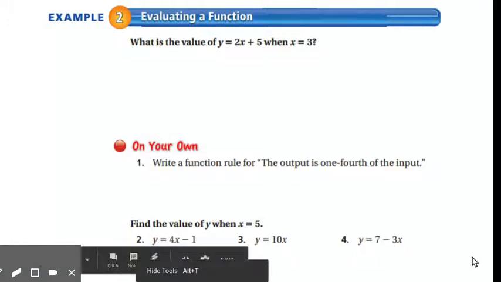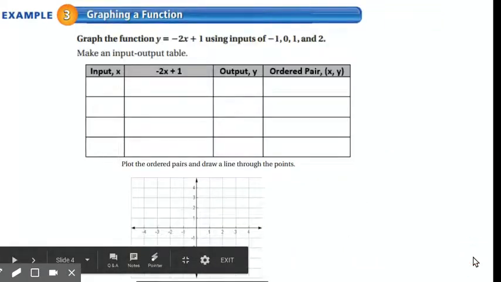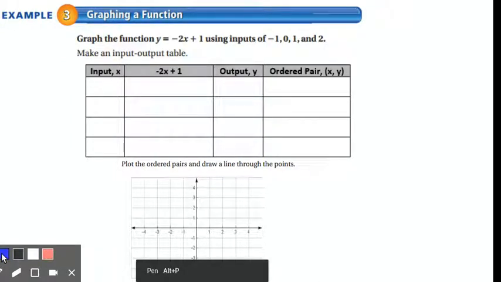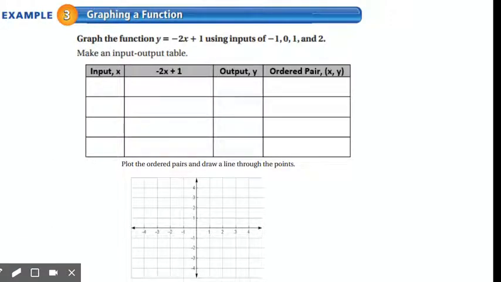So, for example 3, we are going to be filling out an input and output table. And just by reading the question, we can get our input values. So, example 3 says graph the function y equals negative 2x plus 1 using inputs of negative 1, 0, 1, and 2. So you see those values there. Those are our inputs. We're going to put those in the very first column of our table. So go ahead and fill that in. Negative 1, 0, 1, and 2.